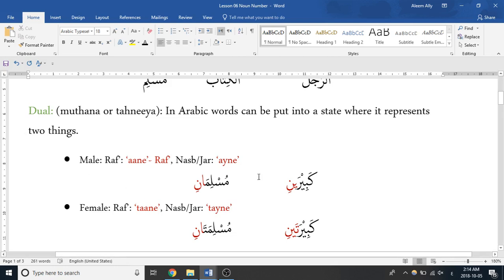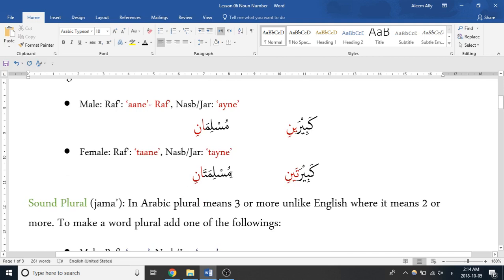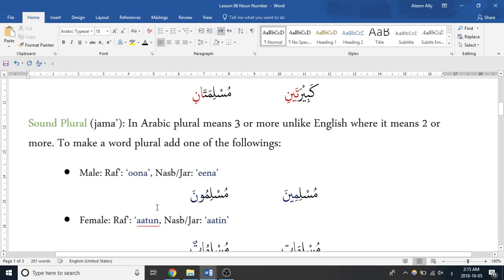This applies to masculine nouns. When it comes to female nouns and we want to make them represent 2 things, it becomes muslimatani. The only difference between the male and the female is the ta in the beginning. It goes from ani to tani. And then for nasb and jar, it's taini, kabirataini.